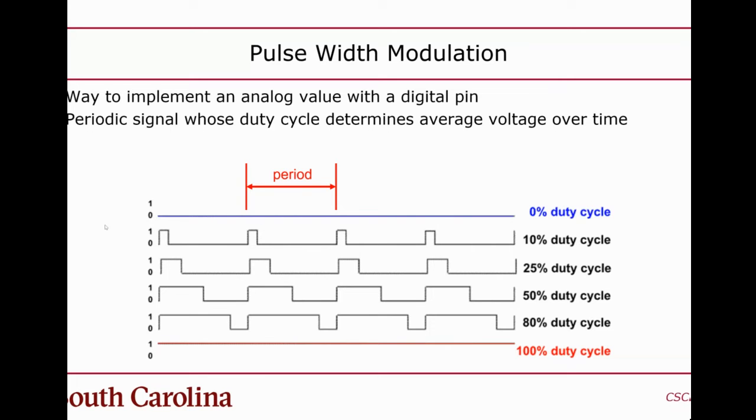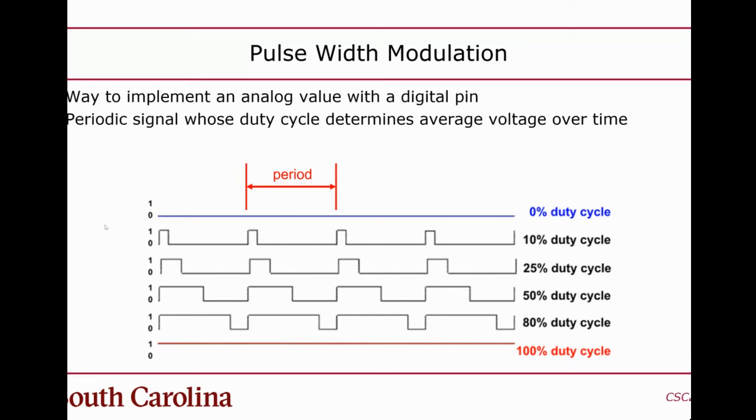But you could also look at the time between falling edges. But that's the period, and then the duty cycle is the percentage of the period that the signal is high. And obviously, the percentage of time that it's low would be 1 minus that. So a 10% duty cycle would be it's high 10% of the time, low 90% of the time.